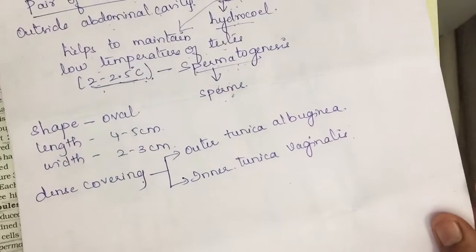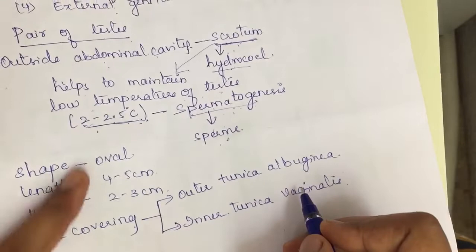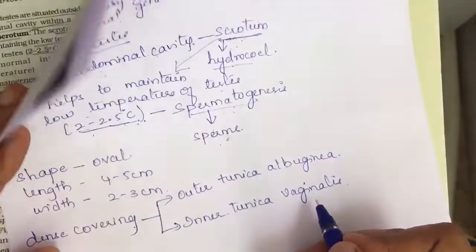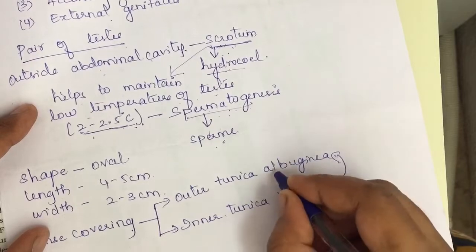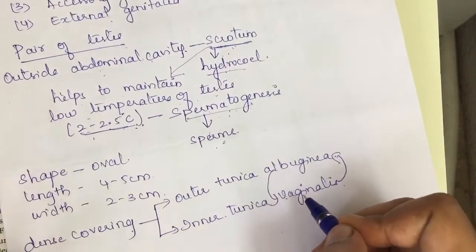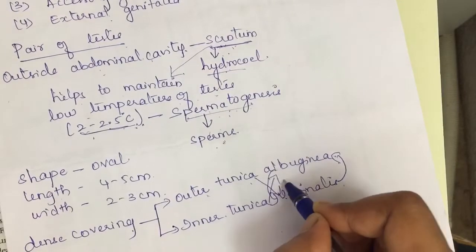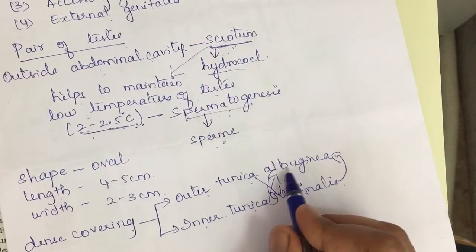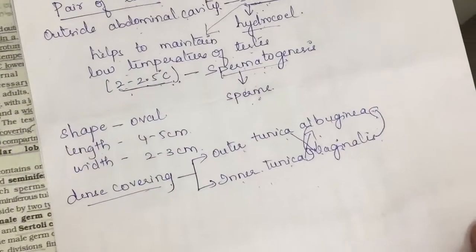I think it is like this: outer tunica vaginalis, inner tunica albuginea. By mistake I mentioned that outer is tunica albuginea. It should be like this, and this should be like this. Inner tunica albuginea. These are the two coverings present on the testis. It is a dense covering.